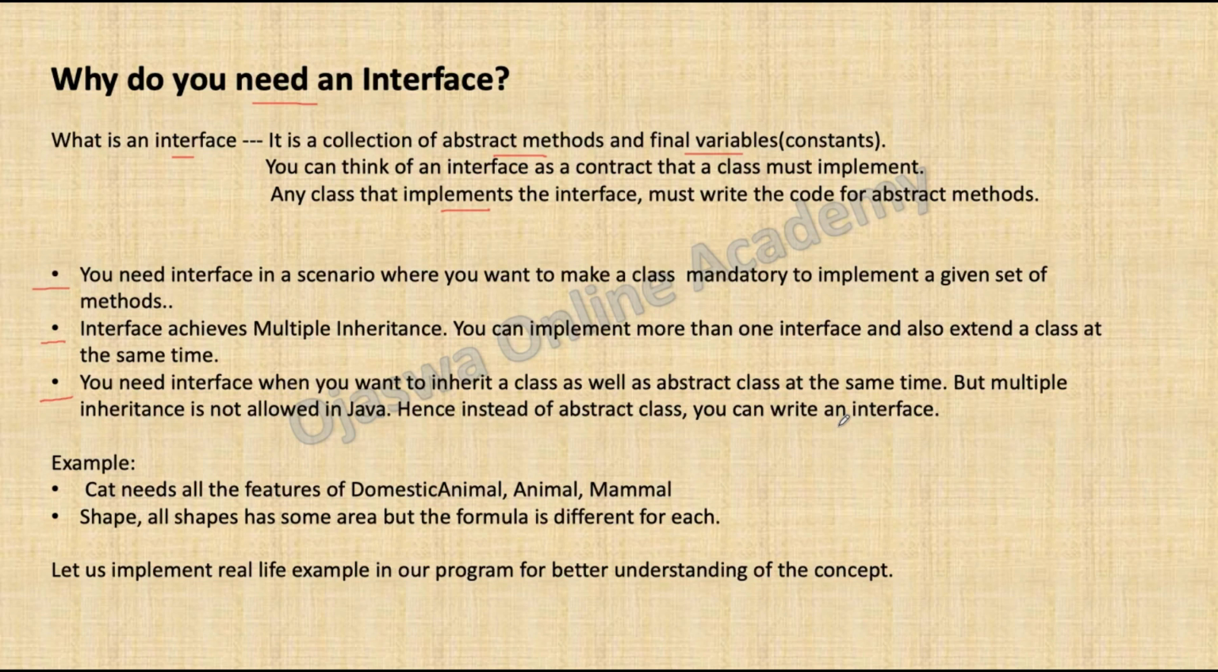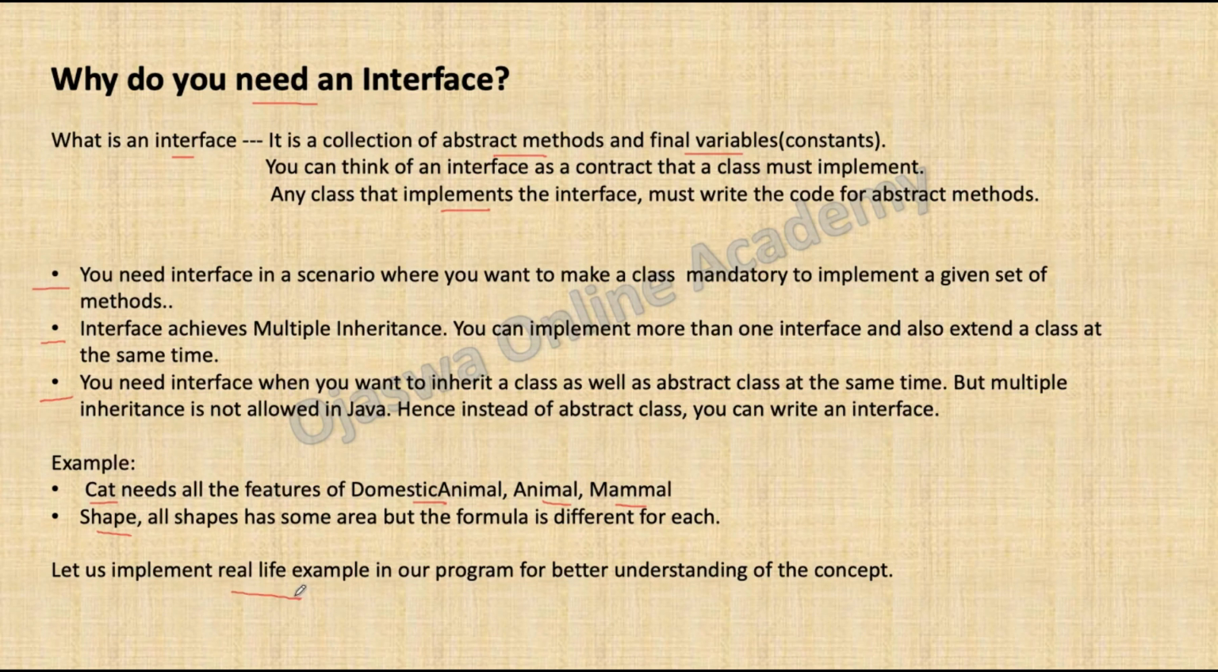can inherit interface. For example, class cat. Cat needs all the features of domestic animal, animal and mammal. Cat is inheriting features from 3 different classes. But as multiple inheritance is not allowed in Java, you cannot write class for all these things. You can write interfaces and then inherit. One more example, shape. All shapes has some area, but the formula is different for each. So you can declare area method as abstract in the shape interface, and then the shapes like rectangle, circle can inherit it.